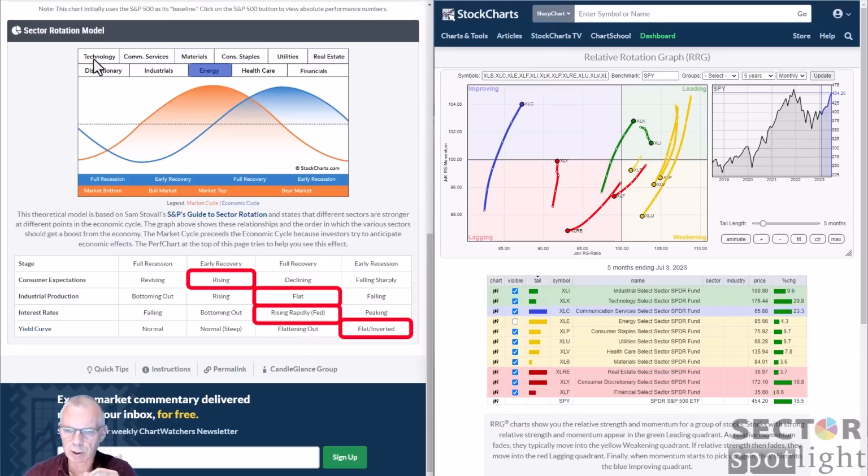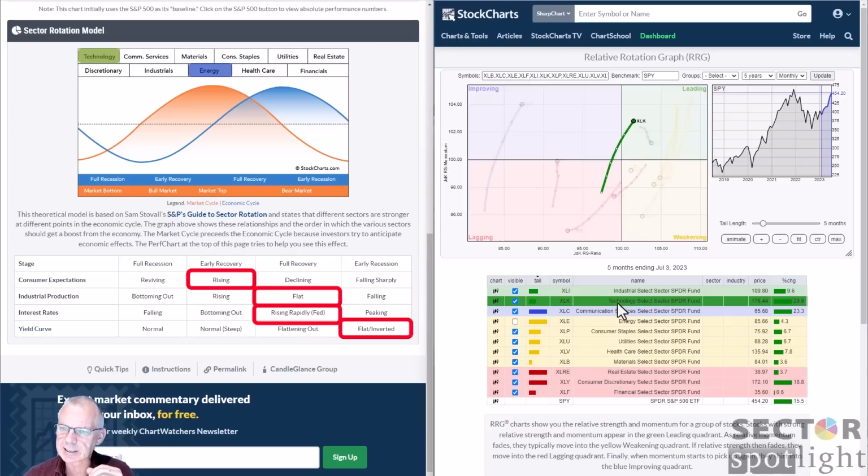So here's technology. Let's select the technology sector. XLK, that's inside the leading quadrant and pushing further into it. So I'd say that's a pretty clear outperformer at the moment on this monthly tail. So that's a good sign for technology.